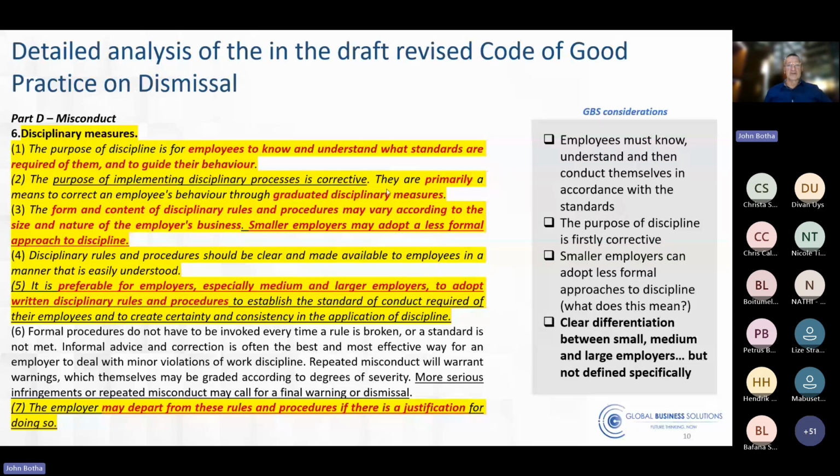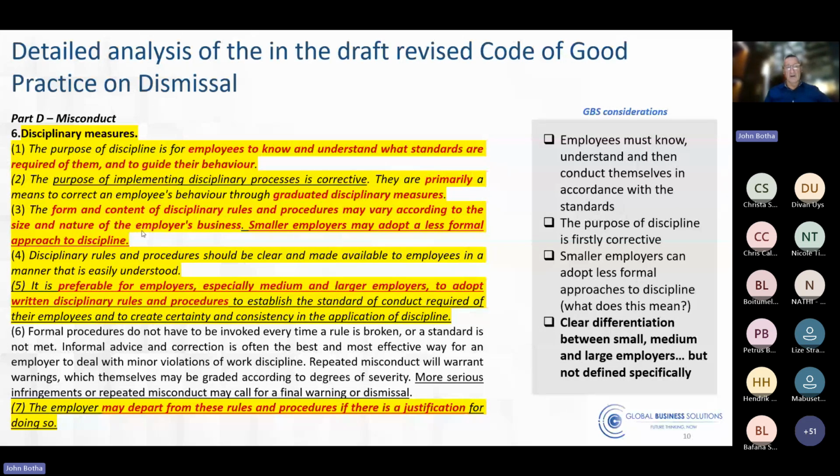Then the code goes and says the purpose of discipline is corrective. It's mainly to look at a graduated series of disciplinary measures. So they're also reminding us that you can't dismiss for a first offense in many respects. Smaller and less serious offenses mean you need to take a graduated approach. The form and content of the disciplinary rules and procedures may vary according to the size and nature of the employer's business. Now, I want you to see this. Look at what they're saying.